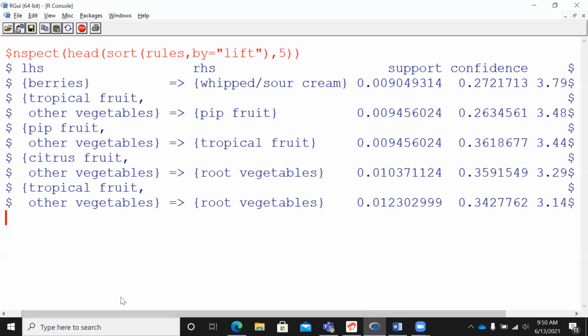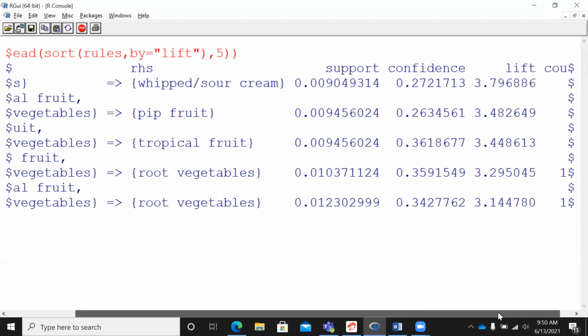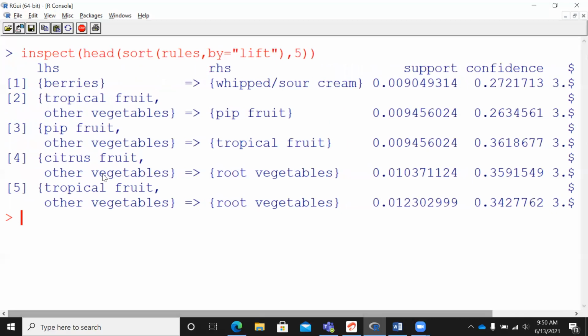Let me make a move on to the second rule. The second rule is with respect to tropical fruit and other vegetables. If a person buys this, you can expect him to buy pip fruit as well. If a person buys pip fruit or other vegetables, you can expect him to buy tropical fruit, right? Fourthly, people who buy citrus fruit and other vegetables can be expected to buy root vegetables. So this is very, very important. Since the lift value is very high, I will take each of these rules very seriously.